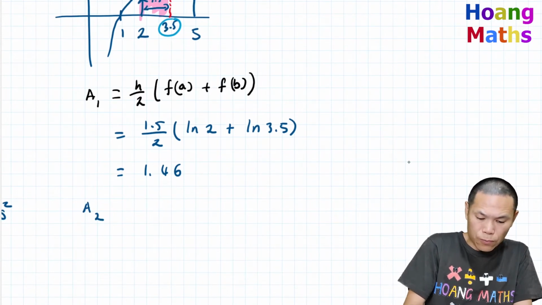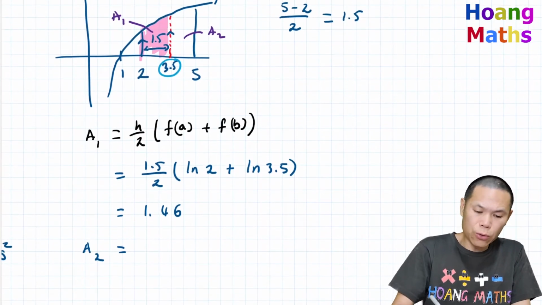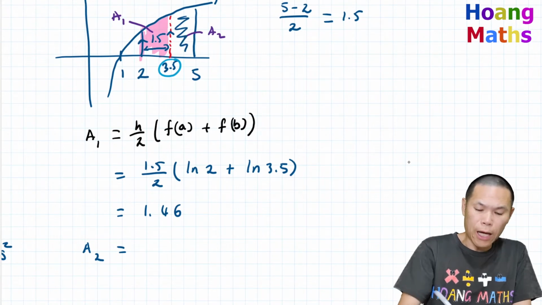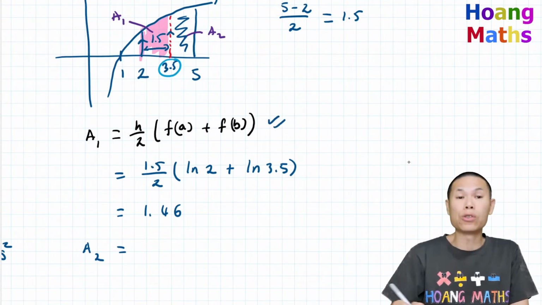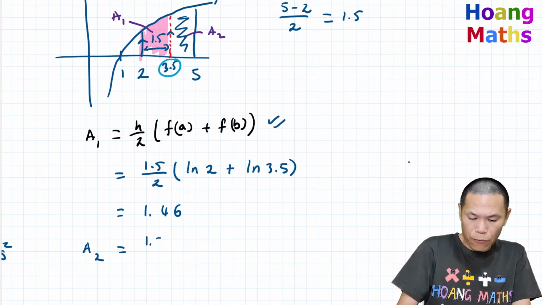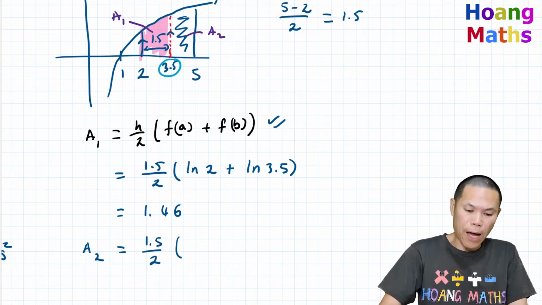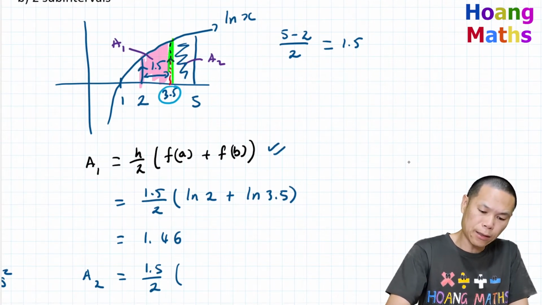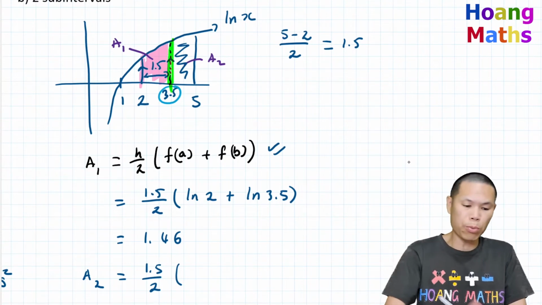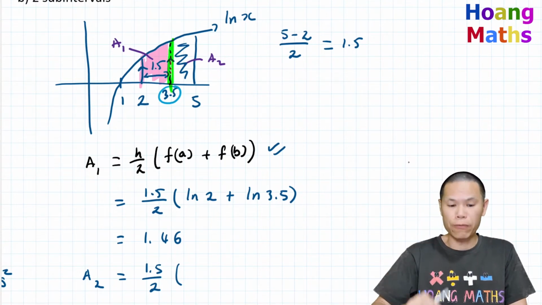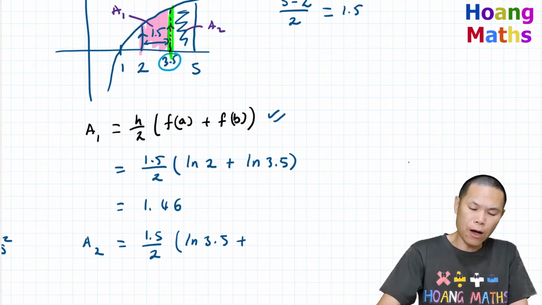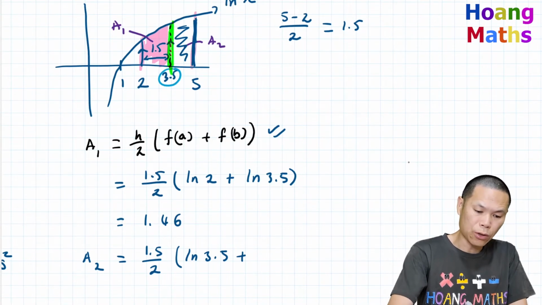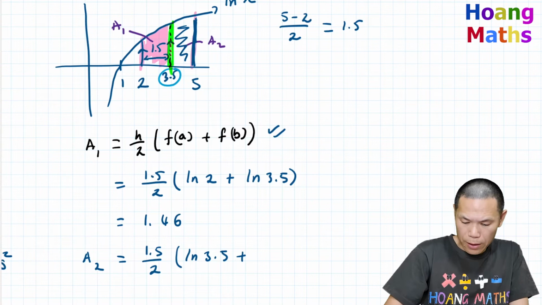Now I'm just going to go for area 2. So area 2 is this area here. And we know that the height is 1.5. So the rule is this. I'm just using this rule here, of course. 1.5 over 2, f of a. In this case here, a is 3.5. So ln 3.5, because f of x is ln of x. And we add f of b. b is 5 here. So therefore, ln of 5. Close bracket.